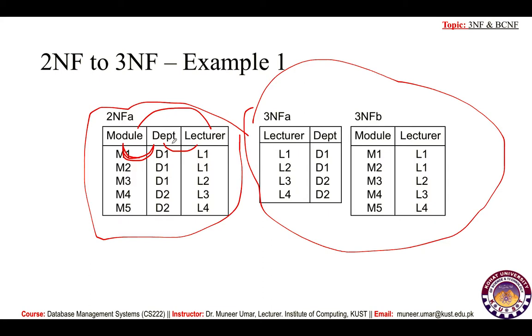The first thing is department and lecturer. Here the lecturer was determining department, so we will create a new table for this: lecturer and department. Then module was determining the lecturer, so we are going to create a new table for this: module to lecturer. So these two tables are created from this single table. This is the process of decomposition for 3NF, and in these two tables there is no transitive dependency.